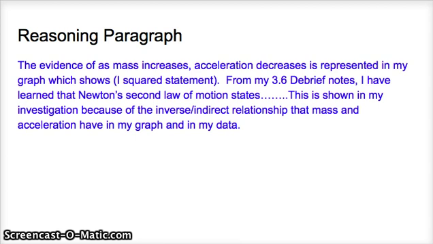And that's where you can add, well, from my 3.6 debrief notes, I have learned that Newton's second law of motion states, and you have to state what is Newton's second law of motion. Include that. Then you say, this is shown in my investigation because of the inverse, or you can say indirect, relationship that mass and acceleration have in my graph and in my data. An inverse or indirect relationship means as one variable is increasing, the other one is decreasing. And that's exactly what you see in your graph.